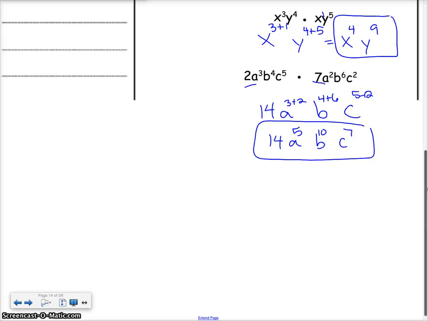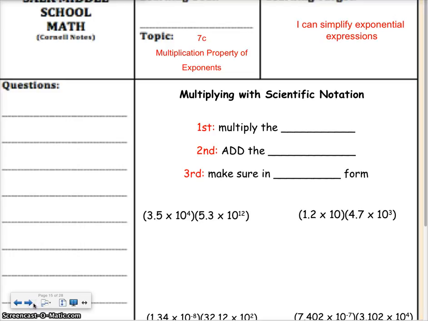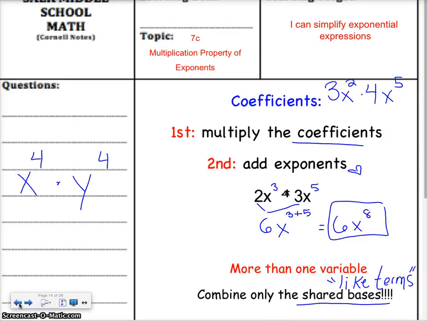And I think, what's that next? Yeah, multiplying with scientific notation. I'm going to call it good for today, and we'll start the day off tomorrow with the scientific notation.